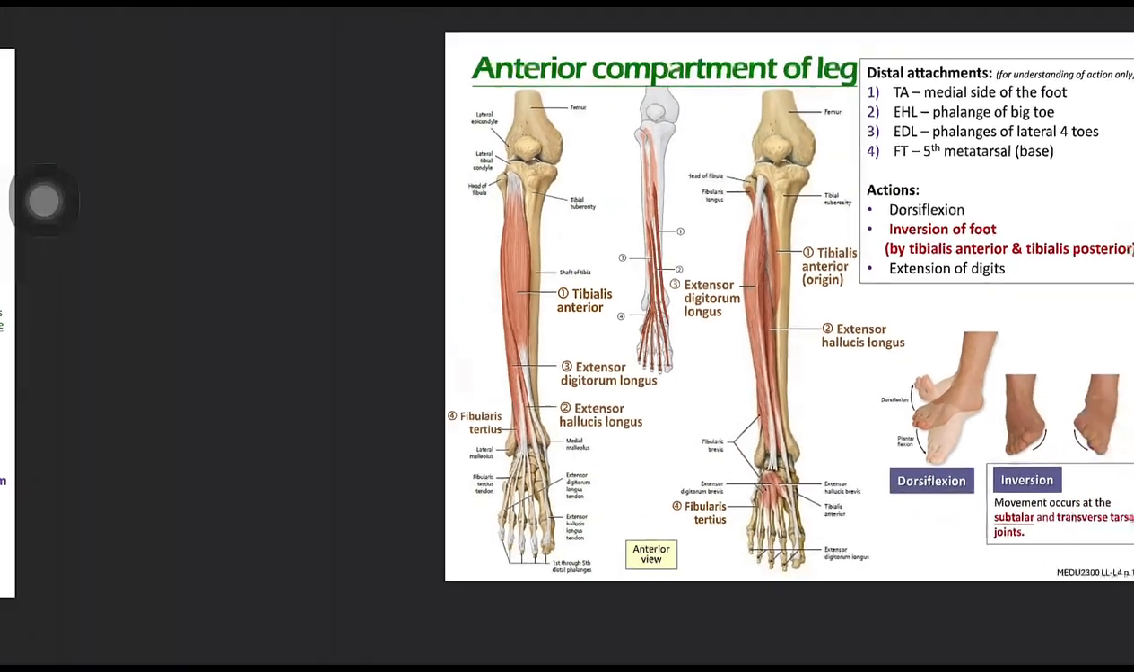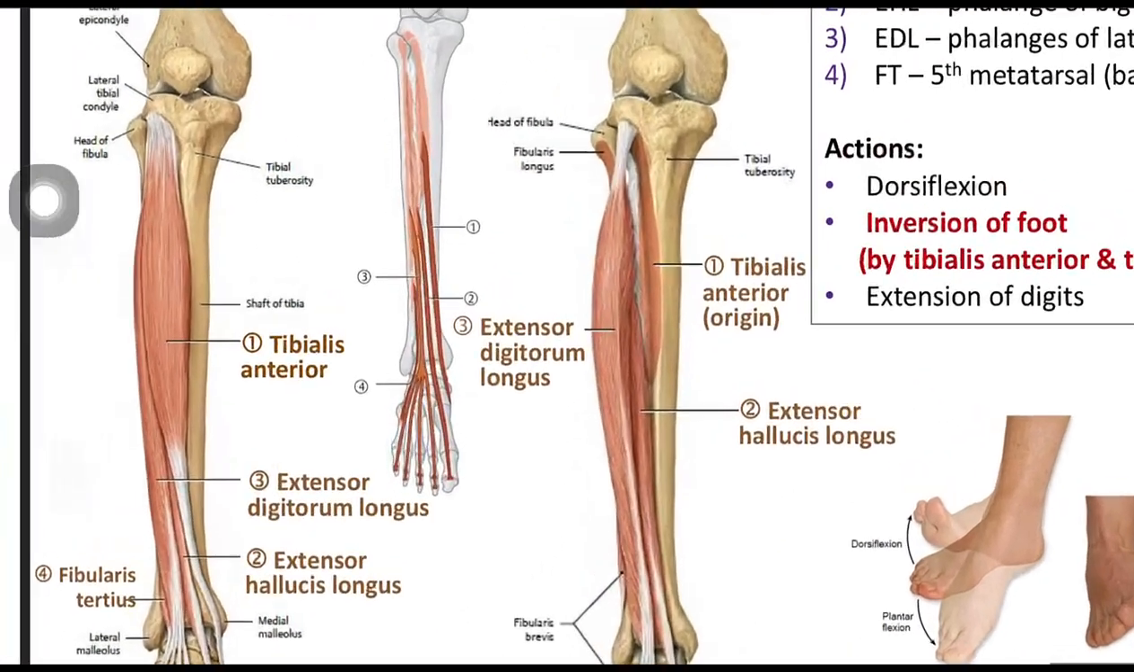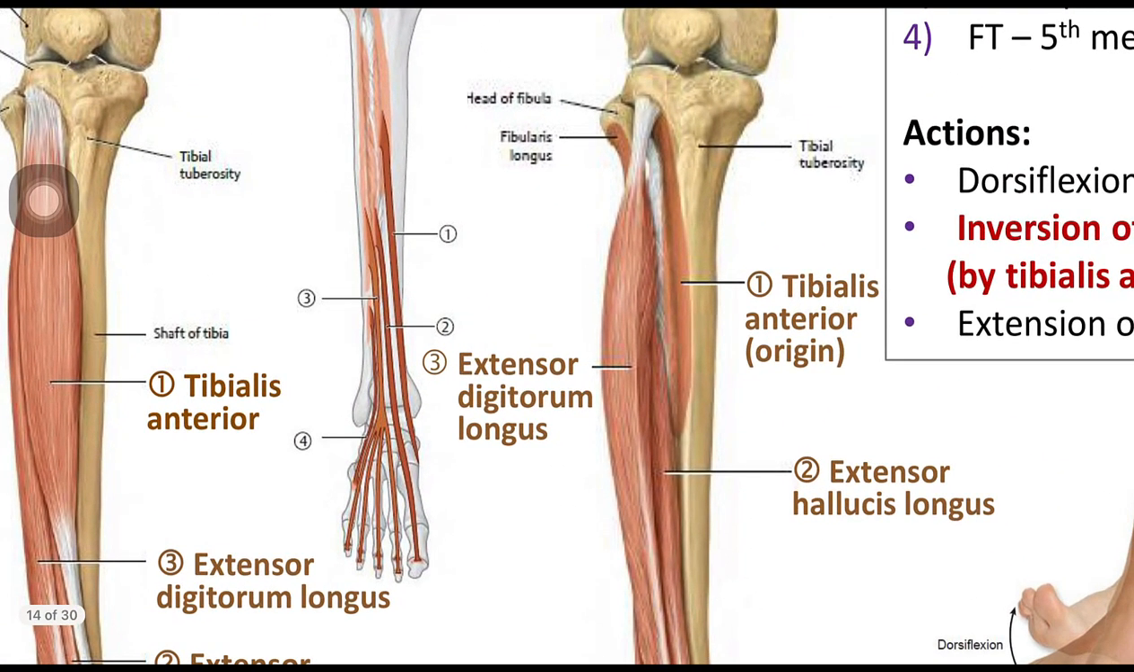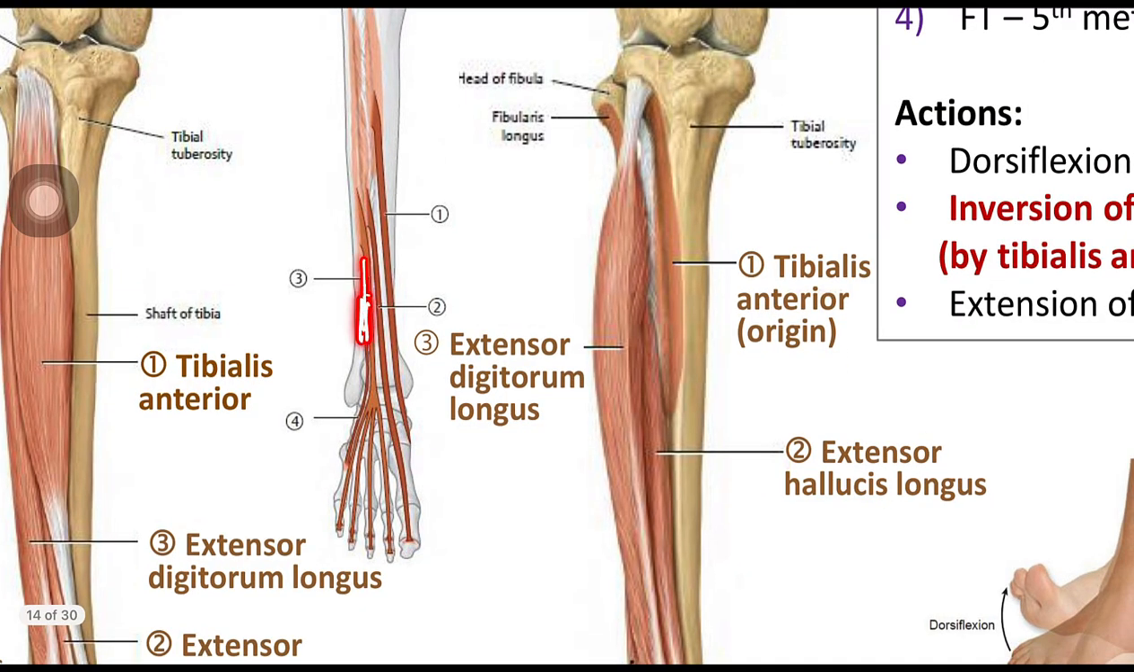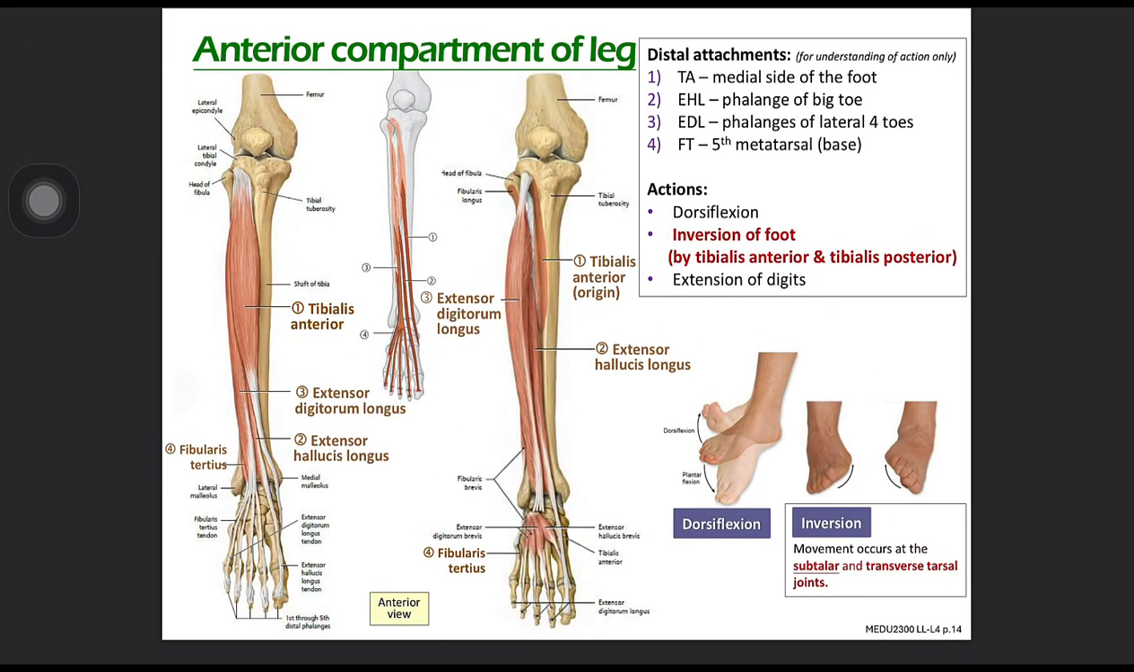Okay. And then we also have the others, right? The number 3 here. The number 2 here is the one to the hallucis. Can you see that? And then for the remaining 4 here, which is to the digitorum. So altogether, these are to dorsiflex. And this one is to inversion of the foot.